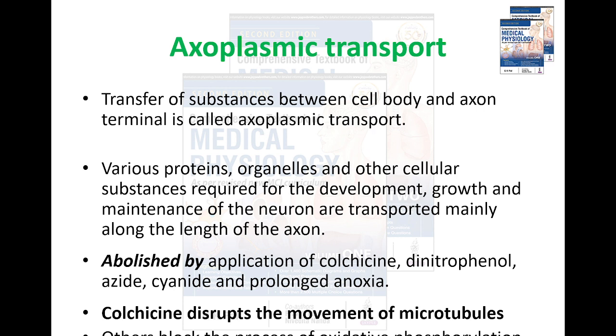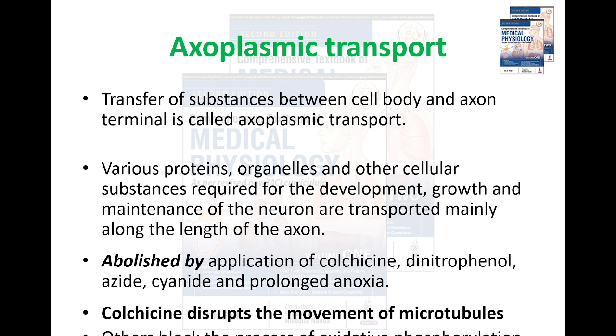Today I am going to discuss a brief explanation of axoplasmic transport. Axoplasmic transport is the transport or transfer of substances between the cell body and the axon terminal. It is called axoplasmic transport. Whatever solutes are present in the cell body are transported from the cell body to the axon.